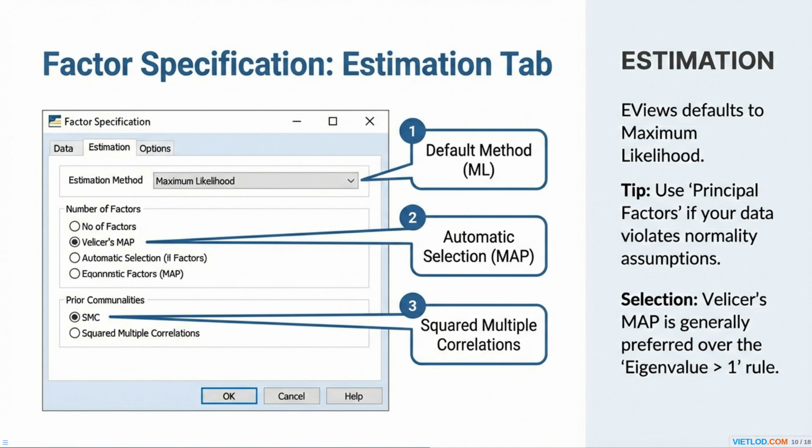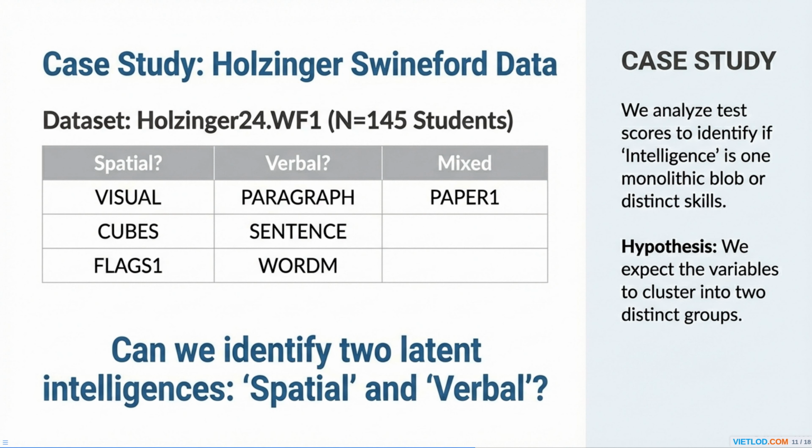EViews auto-populates the variable list this way, which is very convenient. In the Estimation tab, EViews defaults to maximum likelihood as the estimation method. If your data violates normality assumptions, consider using principal factors instead. For determining the number of factors, Velicer's MAP criterion is generally preferred for automatic selection, as it's often more robust than the simple eigenvalue greater than 1 rule. Finally, the prior communalities section defaults to squared multiple correlations, or SMC, which is a standard and effective choice.